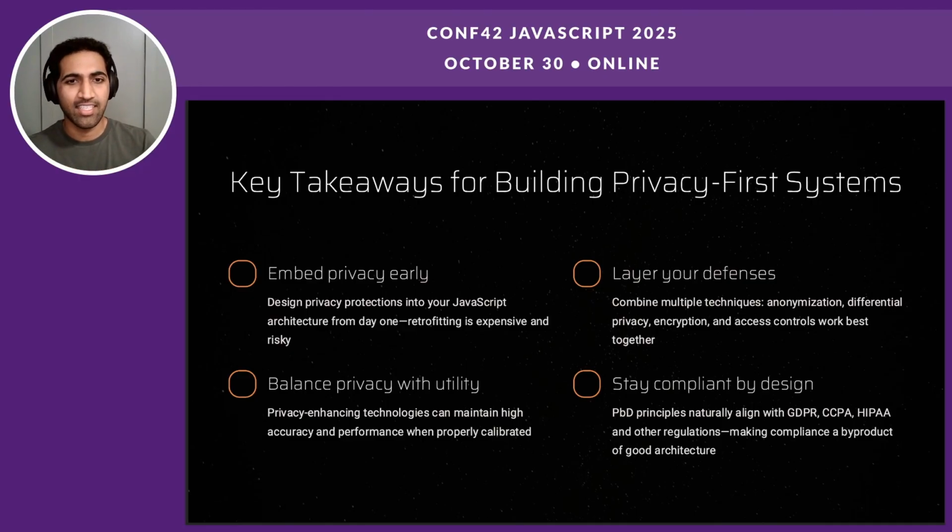Second thing is layer your defenses. No single technique is strong enough. Third one, balance privacy with utility. Only extract data where you need and ensure that you're protecting whatever you're extracting. And fourth, stay compliant by design. Privacy by design principles naturally align with all the privacy laws out there like GDPR, CCPA, HIPAA, and a bunch of other regulations. And good architecture makes you compliant by natural effort and not as a burden.